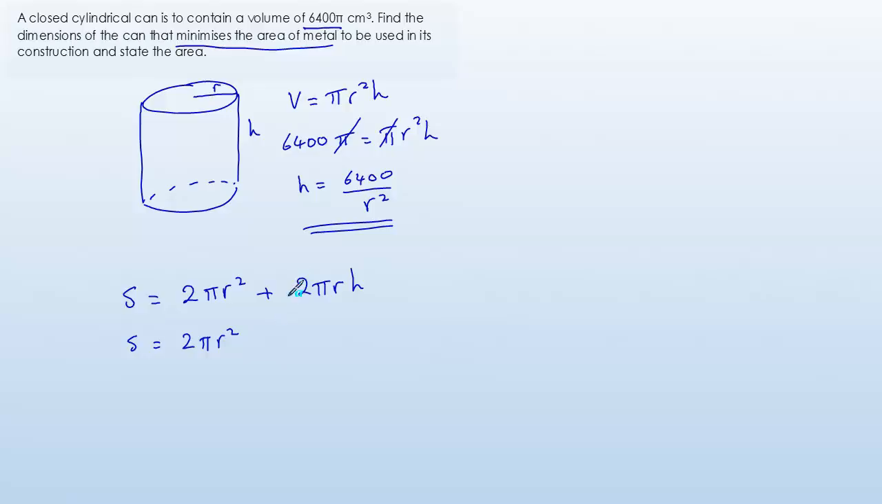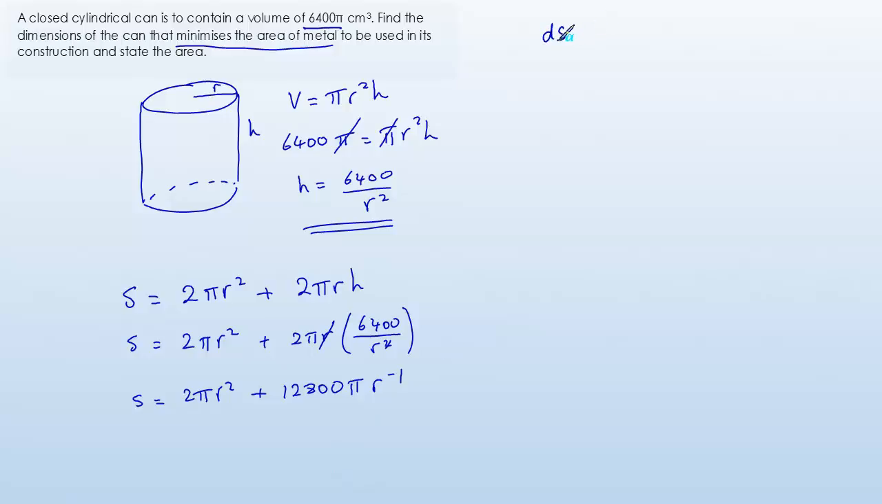Now, we had this relationship between h and r here, so that's going to be 2 pi r times 6,400 divided by r squared. So tidying that, we get, so that will cancel with that one, and 2 times 6,400 is 12,800, and that's going to be r to the power -1.